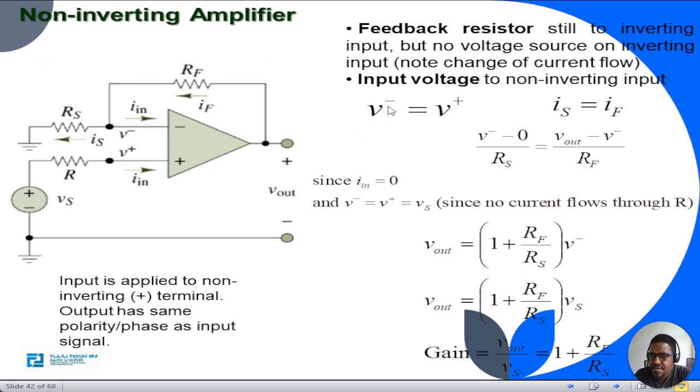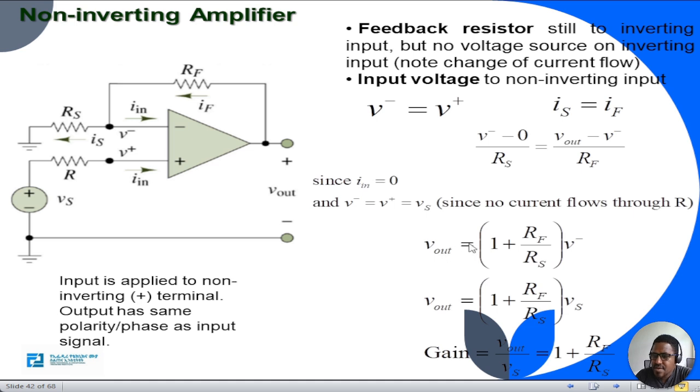According to the rule, V inverting is the same as V non-inverting. So IS equals IF. So (IS minus V inverting minus 0) over RS equals IF minus (V out minus V inverting) over RF. Since IN equals 0 and V inverting is the same as V non-inverting, the same as V source, since no current flows through R, according to the law.